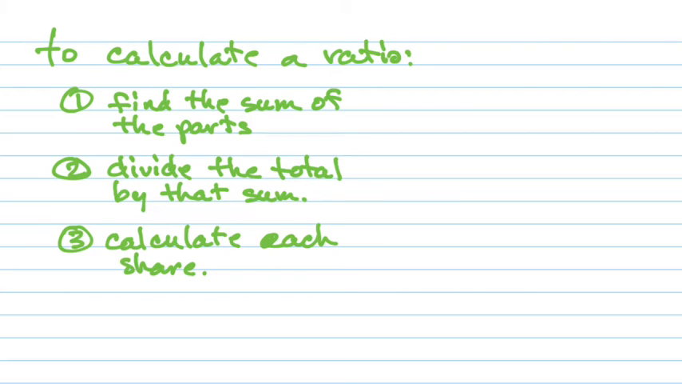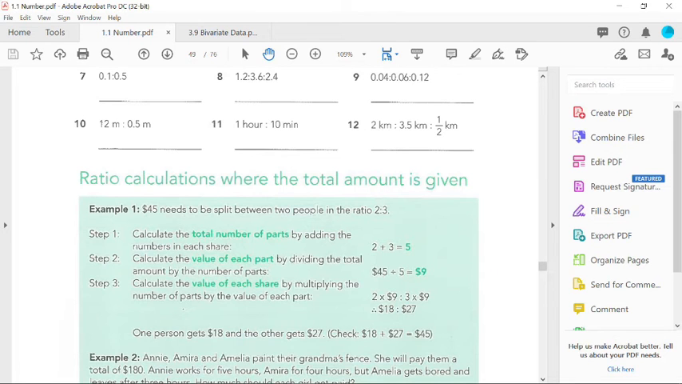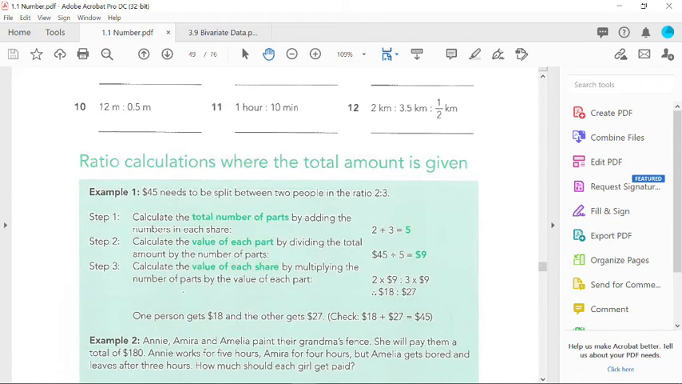All right, so let's just go to number 1 and think about these parts. So calculate first of all, you're going to find the sum of the parts, then divide by that number, and then calculate each share, right? So let's just look at what that means. So looking at this one, $45 needs to be split between 2 people in the ratio of 2 to 3. So $45 is how much we're splitting. And we're not splitting it equally amongst 2 people. One person is going to get 2 shares, the other is going to get 3 shares, right?